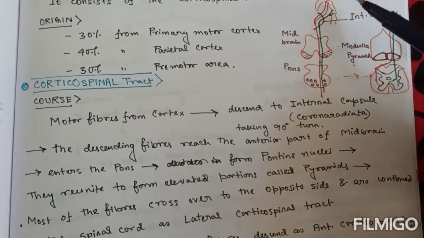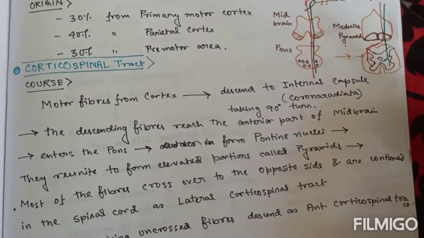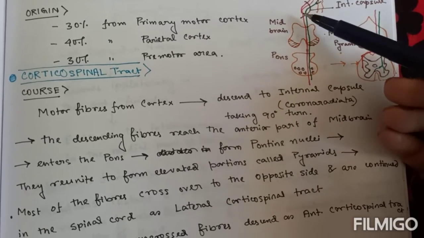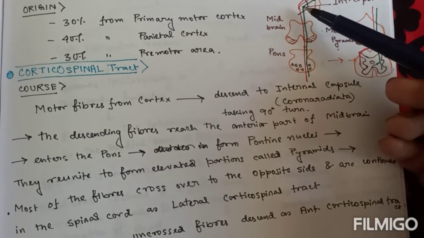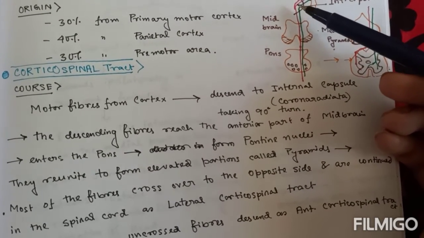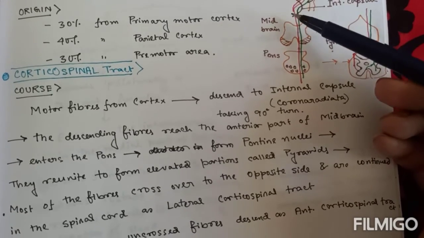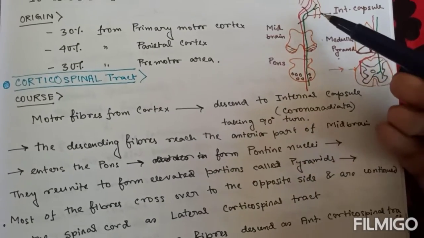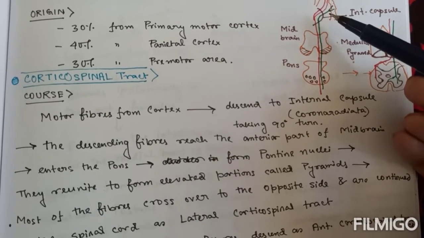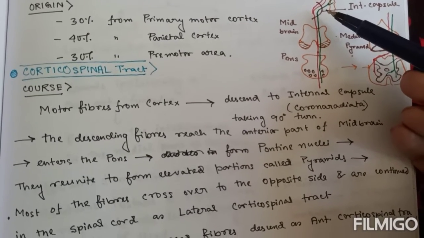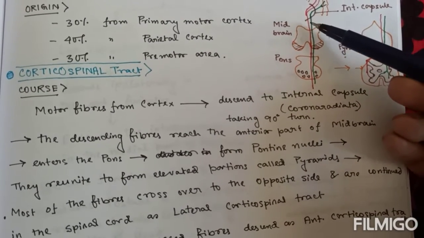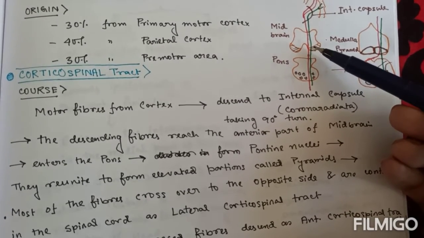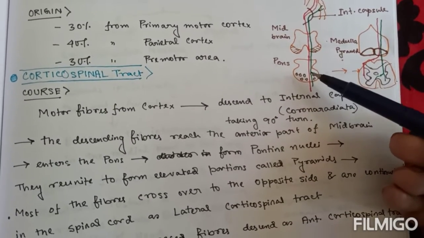If we look at this very simple diagram, motor fibers arise from the cortex and descend to the internal capsule in a large fan-shaped projection called the corona radiata, and in the internal capsule it takes an almost 90-degree turn. Then the fibers descend to reach the anterior part of the midbrain, and then enter the pons.